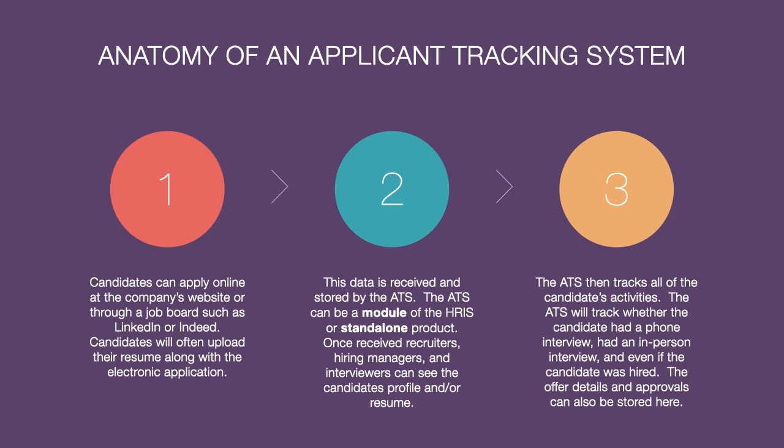The applicant tracking system then tracks all of the candidate's activities. It will track whether the candidate had a phone interview, had an in-person interview, and even if the candidate was hired. The offer details and approvals can also be stored here. So some applicant tracking systems, they start from the application process and include the functionality to create an offer letter for a candidate, have it approved, and have it sent out through the applicant tracking system. And again, that functionality really varies based on the product.